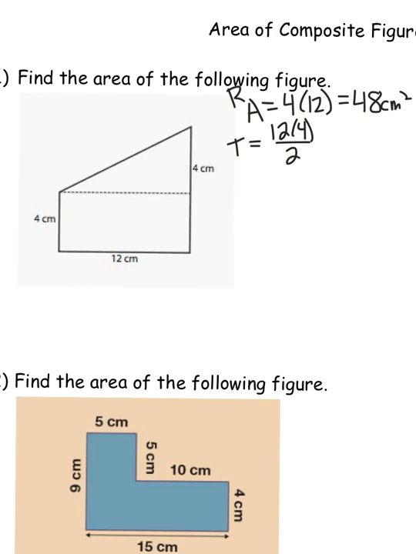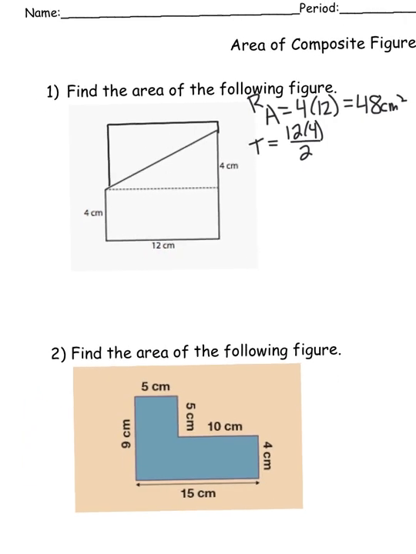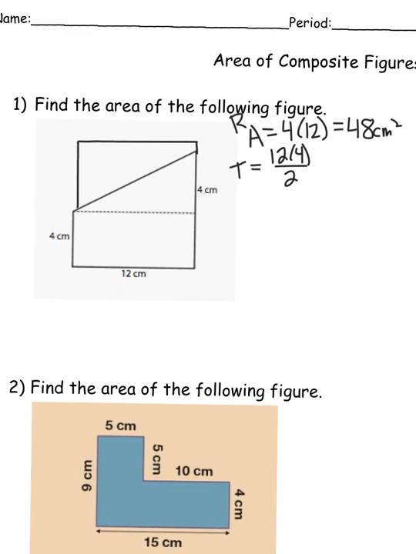And if you notice, another way you could have looked at it is we could have actually duplicated that same rectangle that we had on the bottom, and use that and then just subtracted out the triangle. So like I said, multiple ways to look at these.